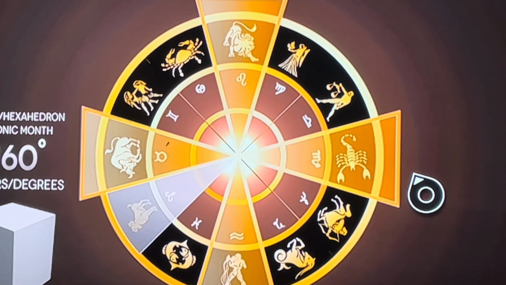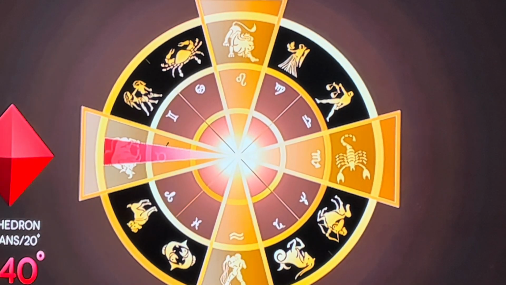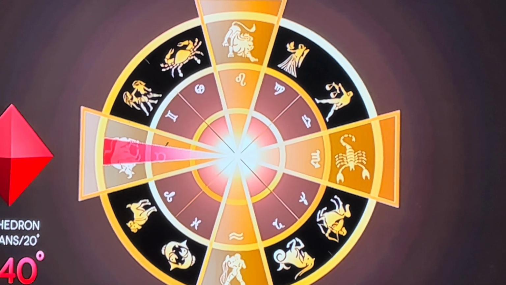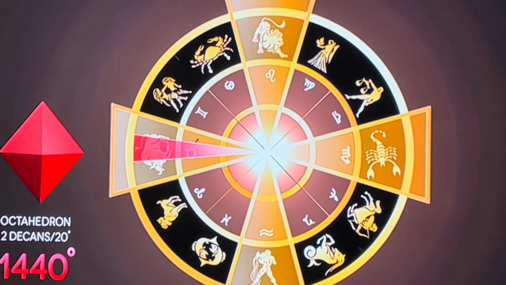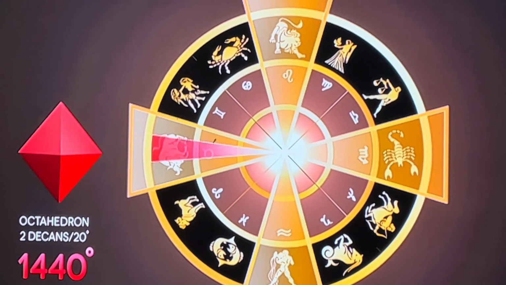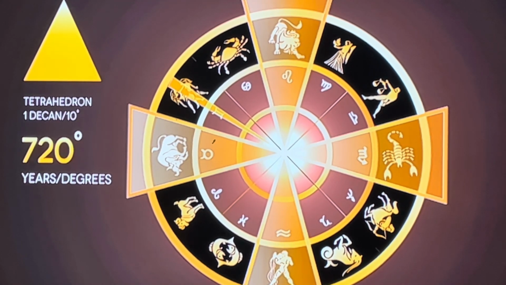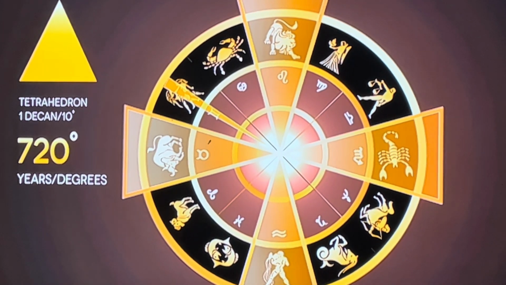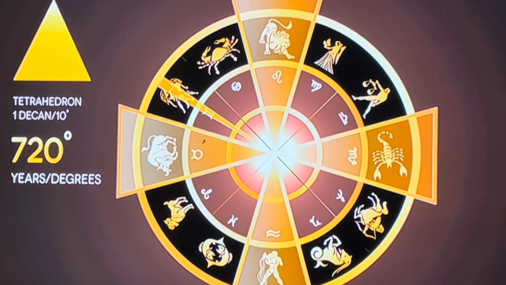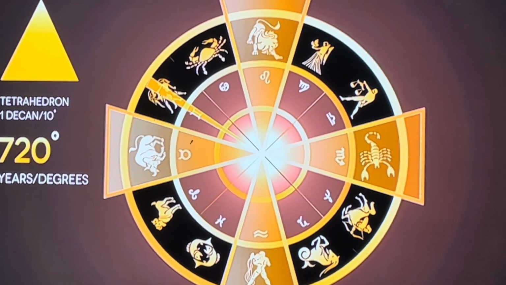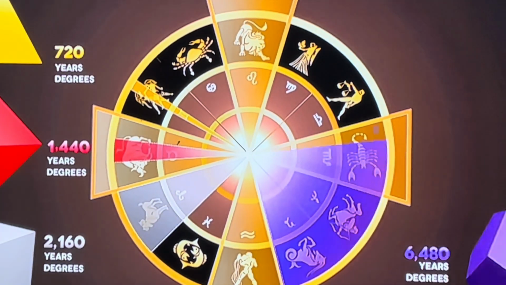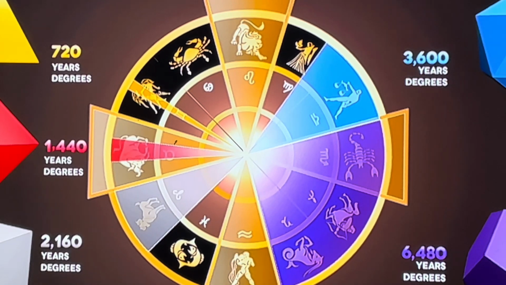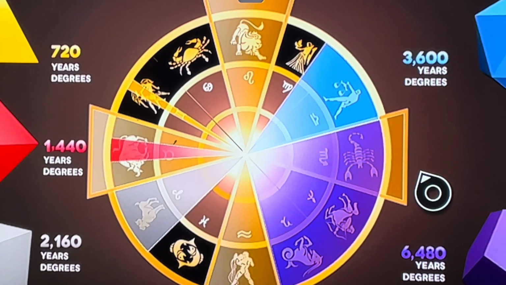And then you'll notice the 2 decans of the ecliptic, or 20 degrees of the ecliptic, is 1,440, the number of degrees in the octahedron, and 1 decan or 10 degrees. And for any of you who've studied astrology, you know that the decans are important to astrological determinations. 1 decan of 10 degrees then takes 720 years. And so here we have all 5 of the Platonic solids represented in these particular time cycles.